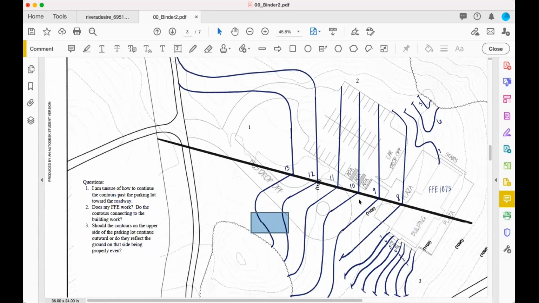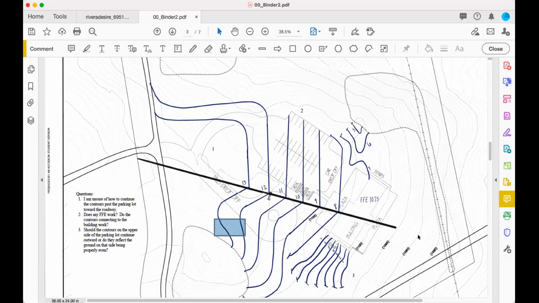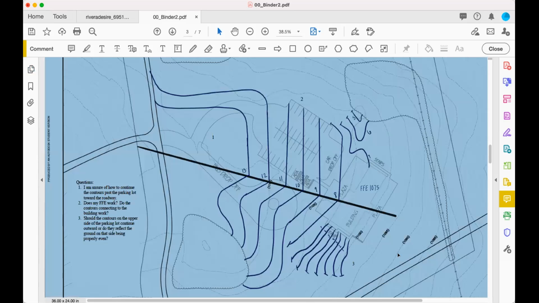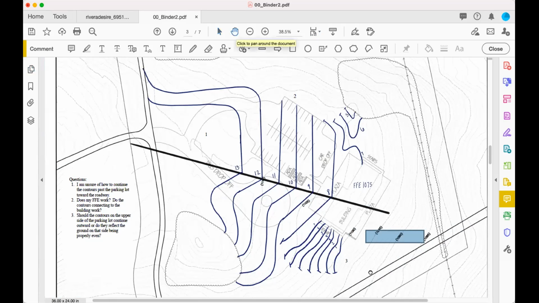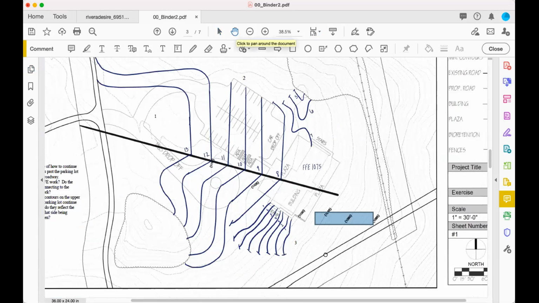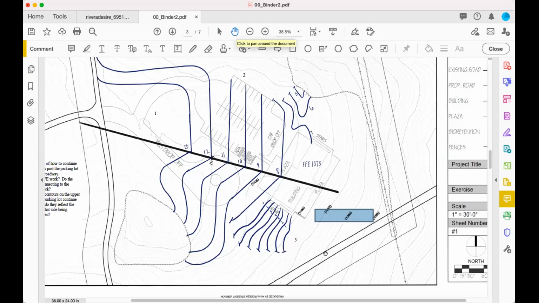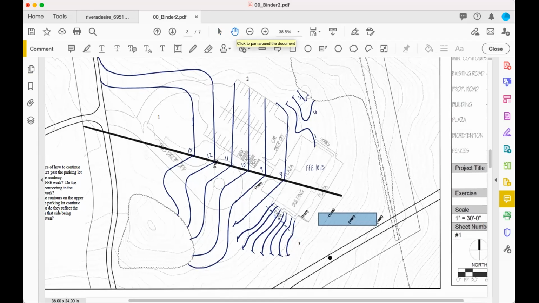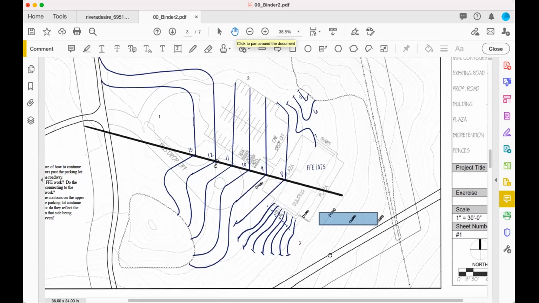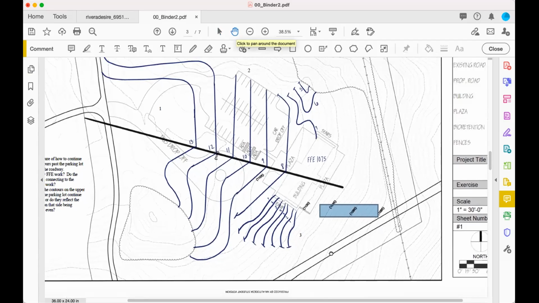Okay, so let me zoom in here. I'm unsure of how to continue the park. Okay. FFE. Yeah, the swale pattern is not out yet, and for the contours, the 13 is very far away from the original 13.